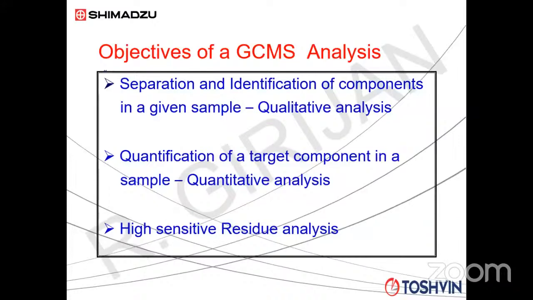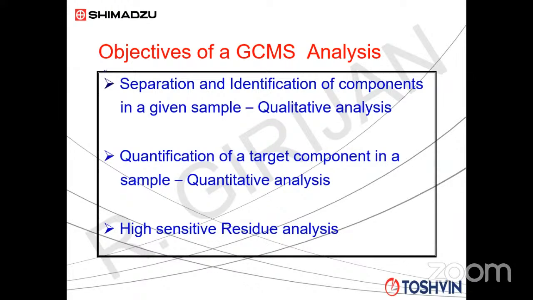So what is your aim number one? Your objective number one is to separate all these 5 different compounds very, very satisfactorily. And then having got the separation, you also have to identify those compounds. What is compound number 1 up to compound number 5? That means separation and identification of the compounds present in your sample. That is a qualitative analysis. That is objective number 1.